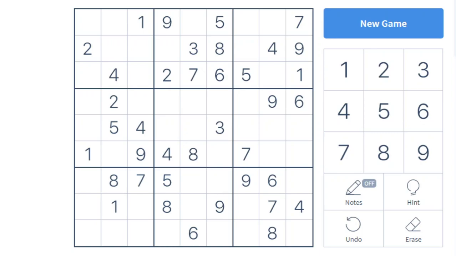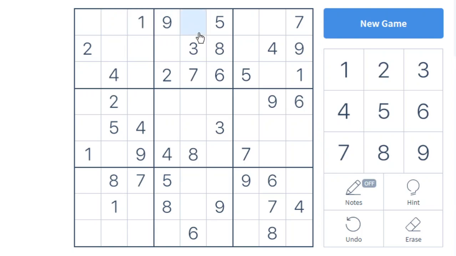The main objective of the game is you have a 9x9 grid, and your grid has digits in it. So you have rows here. You have a 9x9 grid, and you have digits in it. And basically, your objective is to fill each row and each column with digits.